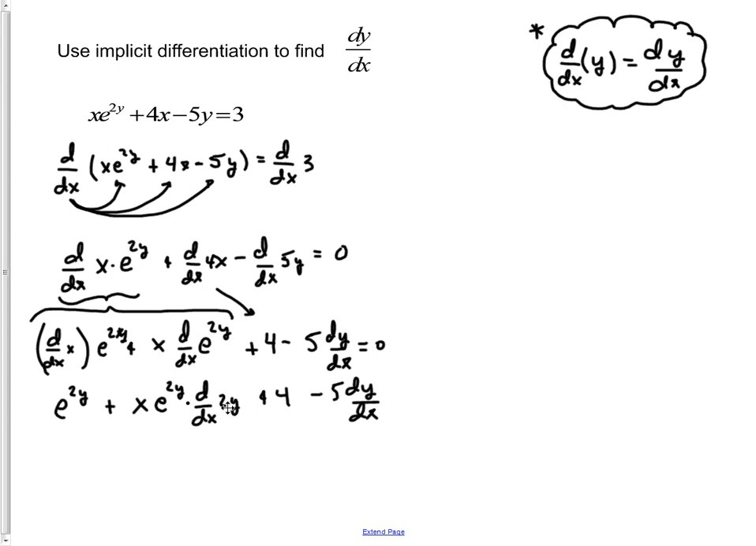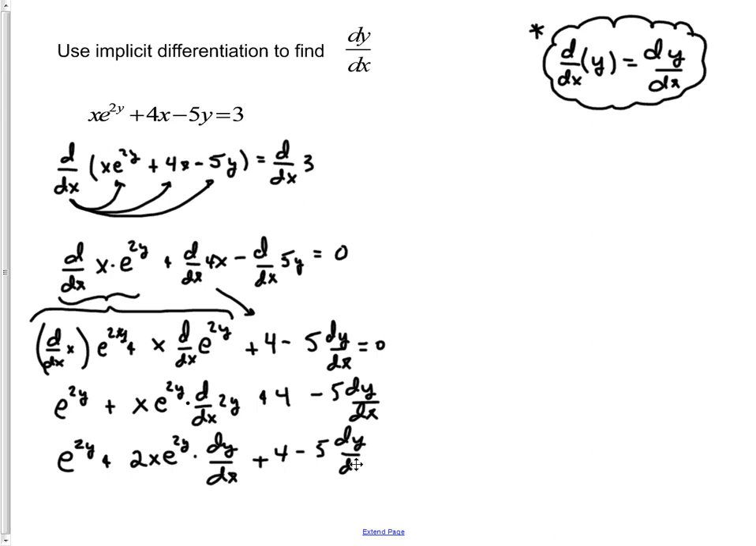Then we take our derivative of 2y. We know that's going to be 2 times dy/dx. So we're going to have e to the 2y plus 2x times e to the 2y, where I'm just taking that constant of 2 out, times dy/dx, plus 4 minus 5 times dy/dx.